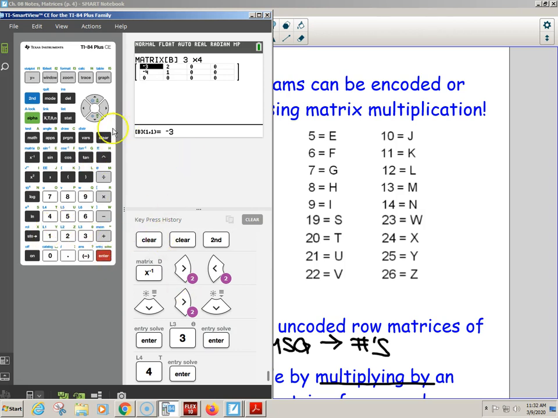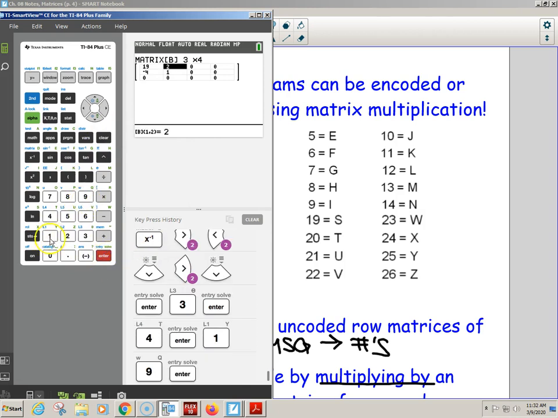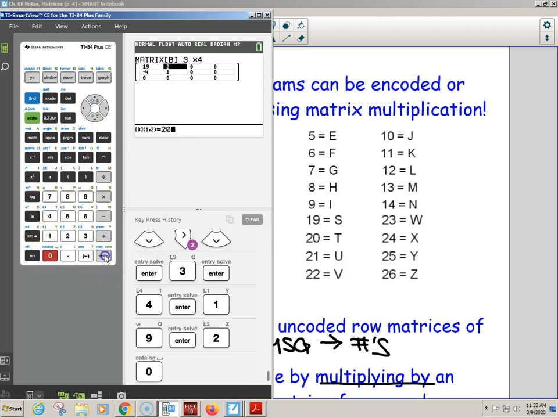But maybe some of you are trying to find your own encoder that doesn't have a determinant of 0, whose inverse exists.